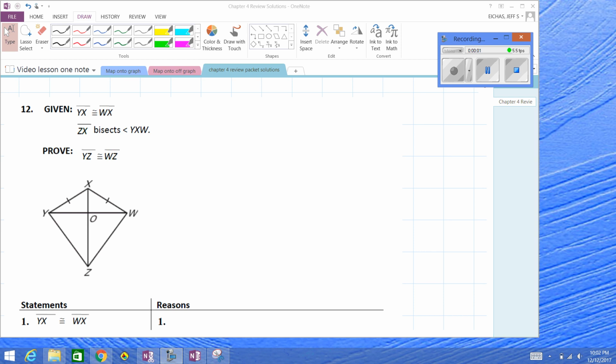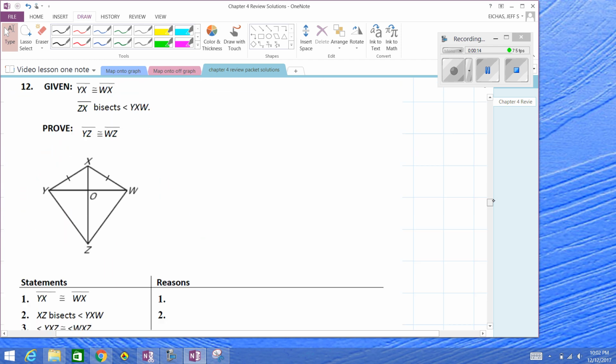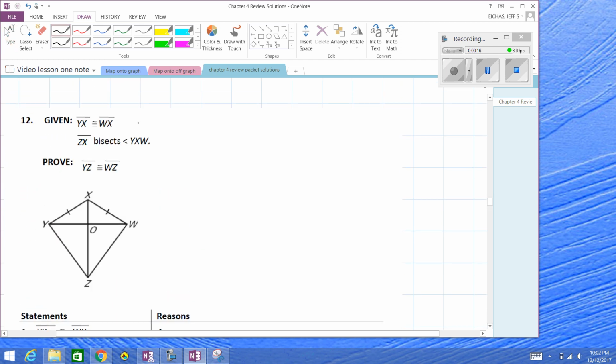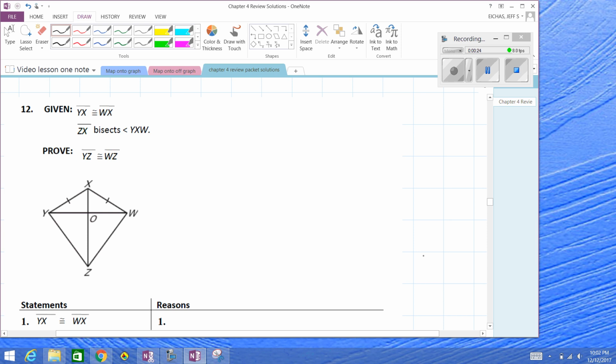Okay, so another video lesson on these chapter review problems for chapter 4, congruent triangles. We're going to try a proof now. First step in a proof usually is to do the pre-planning, marking the diagram based on the givens, inferencing anything from those, and inferencing anything you can from the diagram itself.